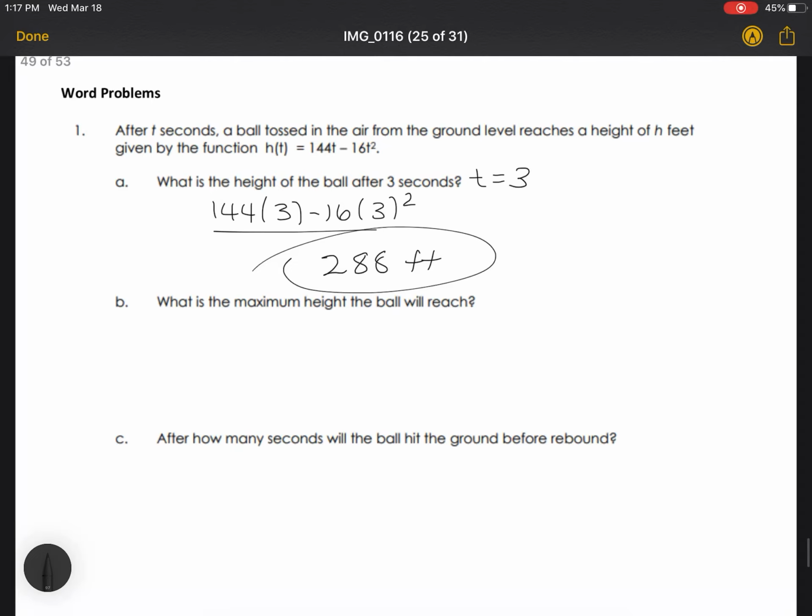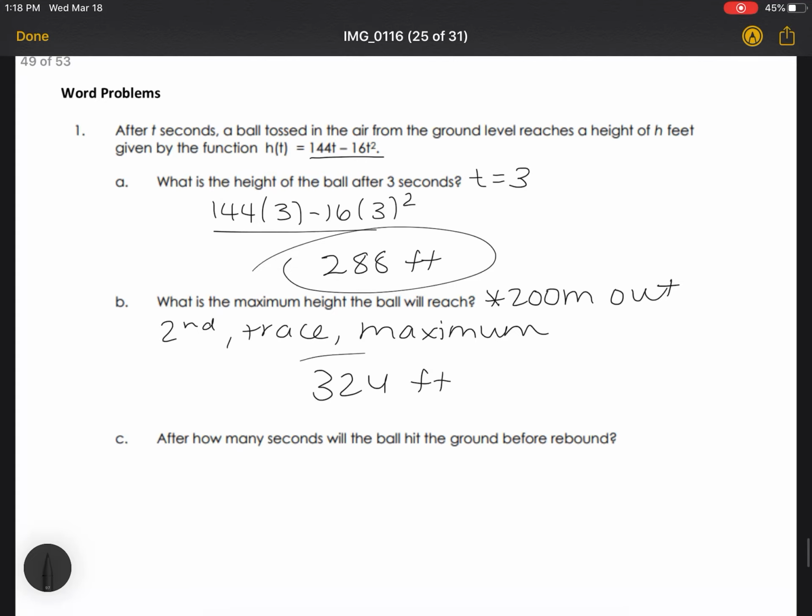Letter B, what's the max height of the ball? This is where you're going to have to use your calculator. And again, I apologize, I don't have a calculator screen to show you on here. You're just going to put the function in your y equals. You are probably going to have to zoom out. So you're going to use that zoom button and choose the option that says zoom out so you can see the vertex of it. And then you can do second trace and choose maximum. It's going to take you through the left bound, right bound, enter, and you should be getting 324 feet.